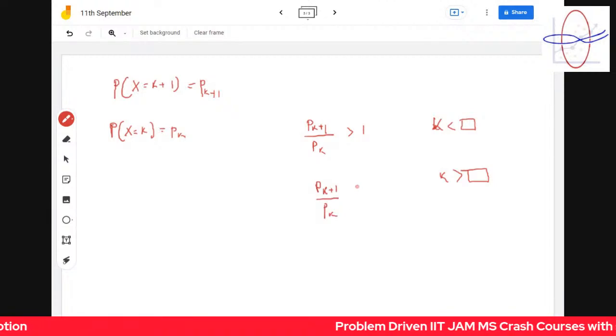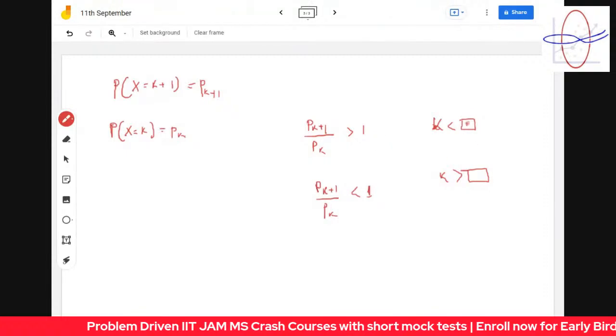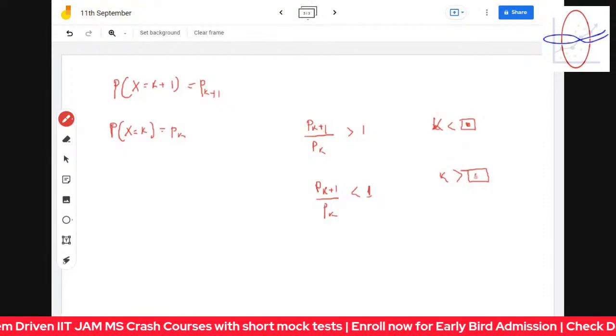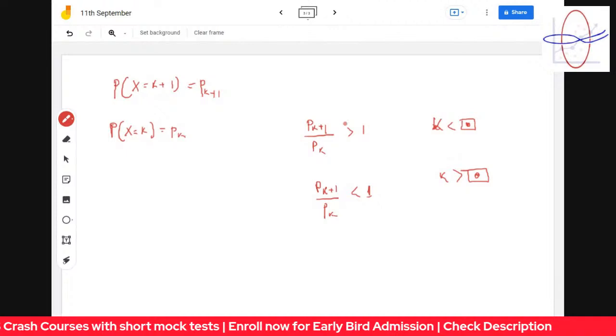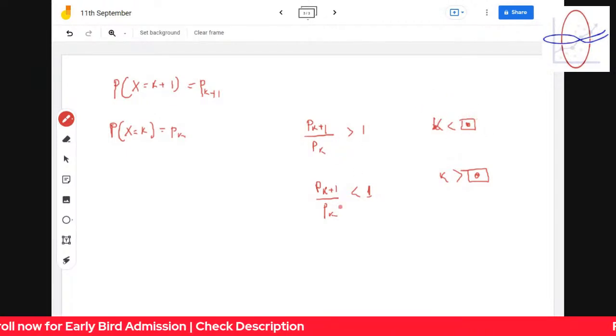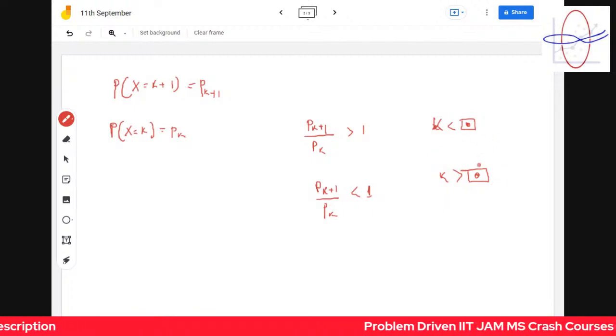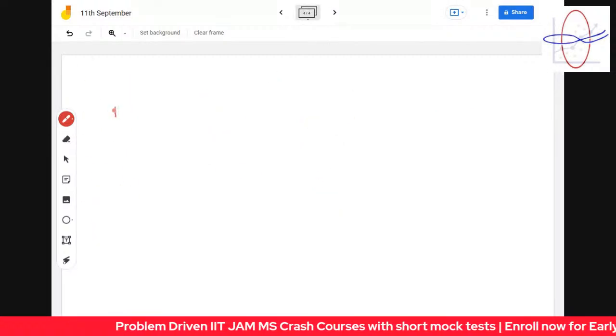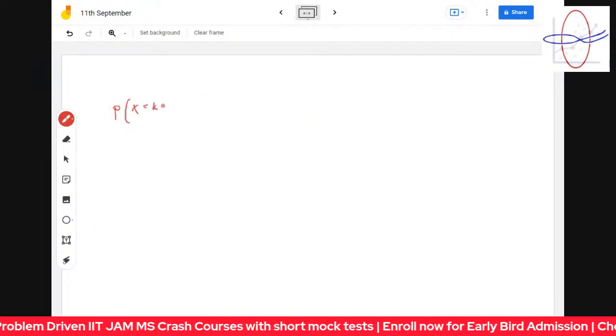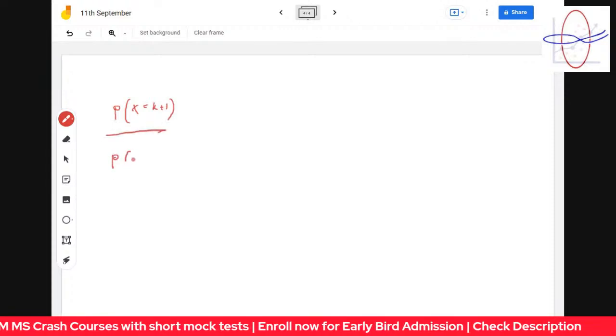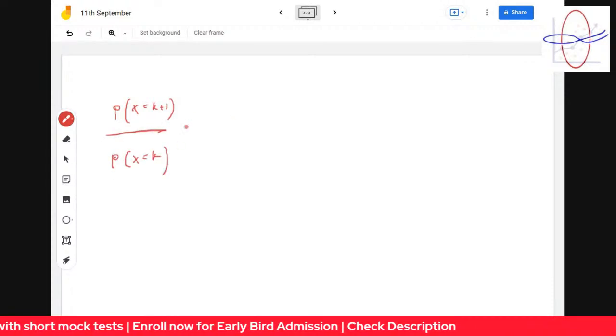This is a very interesting problem-solving strategy. How to find the maximum? You have to find the sweet spot before which it's increasing and after which it's decreasing, and that is the mathematics of it. p_{k+1} by p_k is greater than 1, that is, it's increasing while k is less than or equal to something, and then it's decreasing for k greater than something. What is that point? Let's find that. We have to find the ratio probability X is equal to k plus 1 by probability X is equal to k, and for n and p fixed, it's n choose k plus 1.